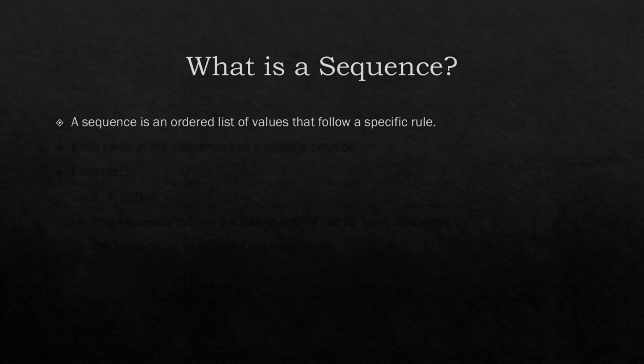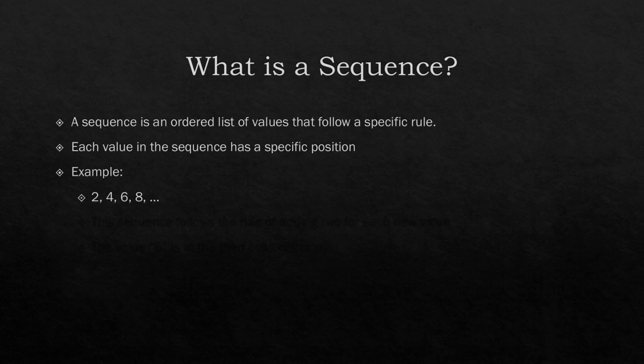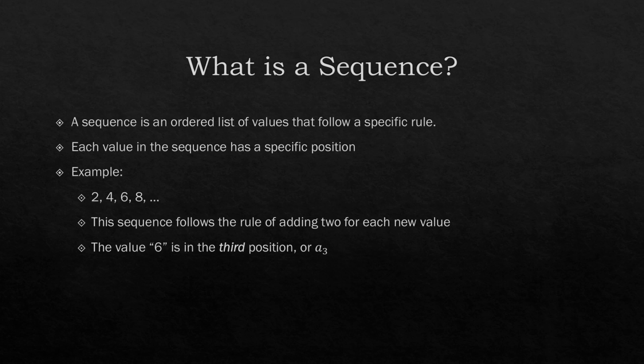So, what exactly is a sequence? A sequence is an ordered list of values that follow a specific rule. Each value in the sequence also has a specific position. Here's an example. This sequence 2, 4, 6, 8 follows the rule of adding 2 for each value. The value 6 is the third value in the sequence, so it is denoted a sub 3.